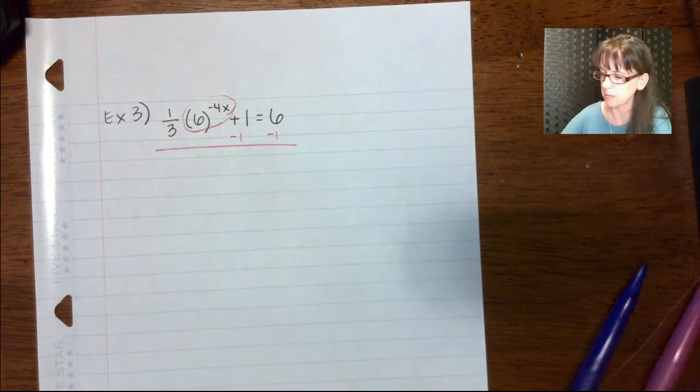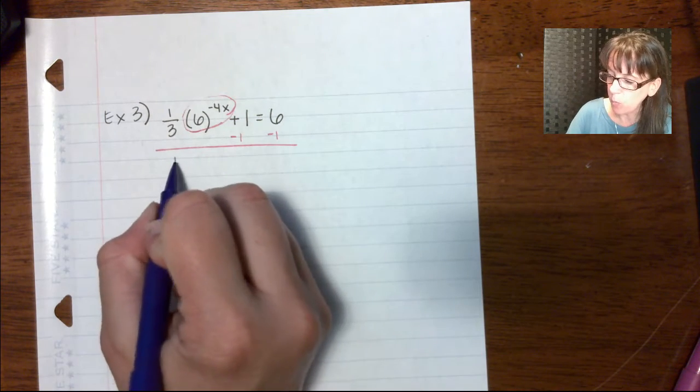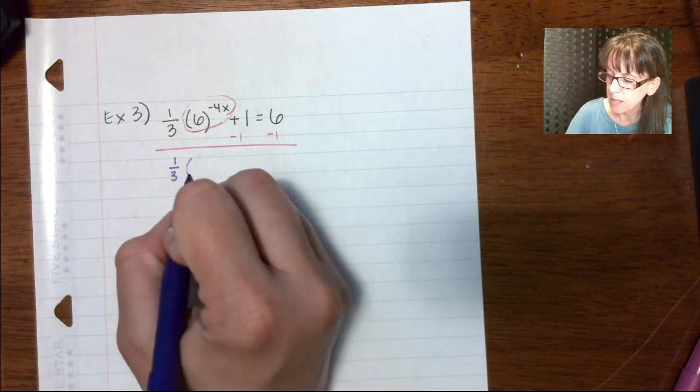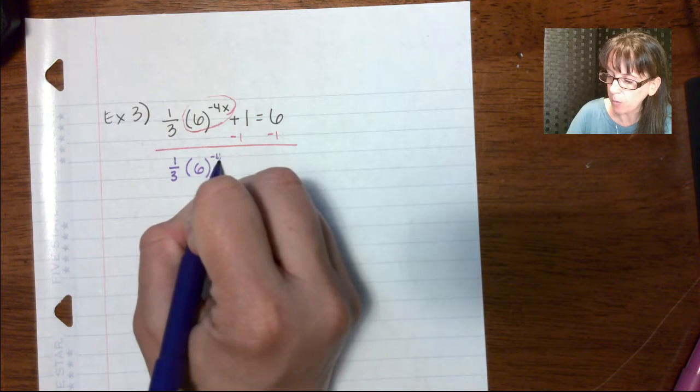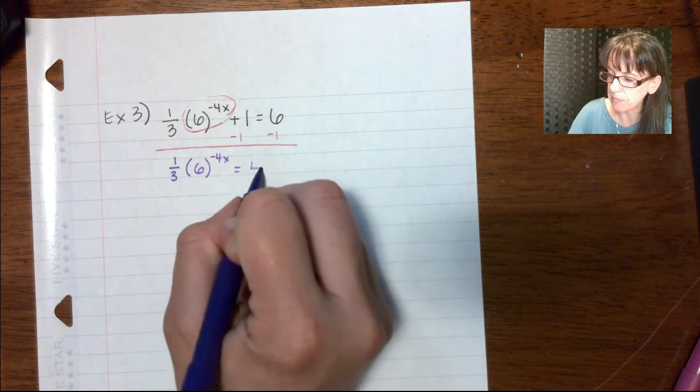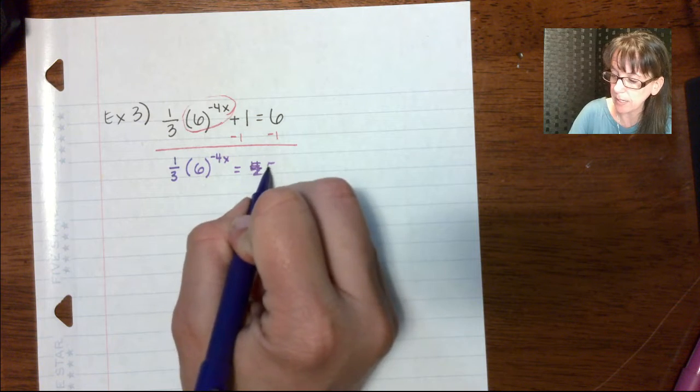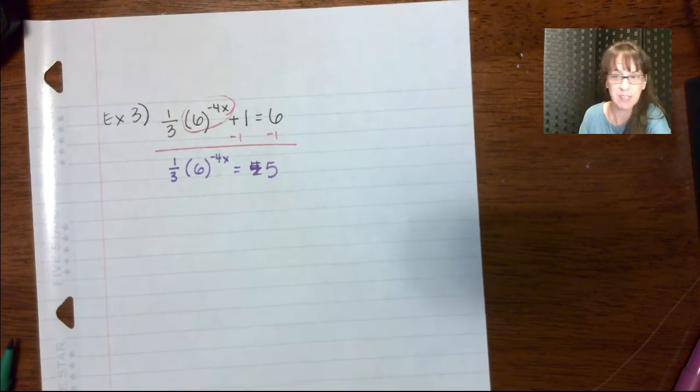And I don't like that pen, so we're going to use purple. So now I have 1/3 times 6 to the negative 4 over x power equals 4. Oops, let's see if I can count. It actually equals 5. 6 minus 1 is 5.